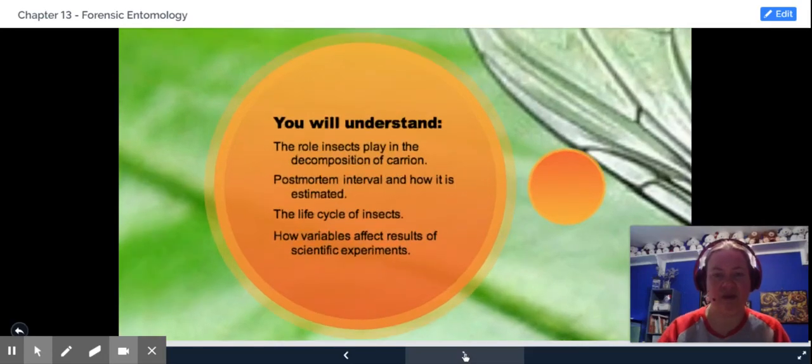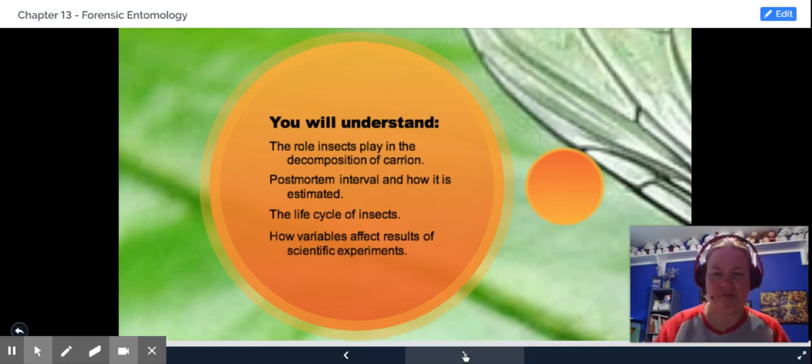Again, we just want to remember that insects play a big role in decomposition, and we're going to learn about postmortem interval, how we estimated life cycles of insects, and how variables can affect those experiments. When you're dealing with insects in the real world, variables are going to happen all the time.